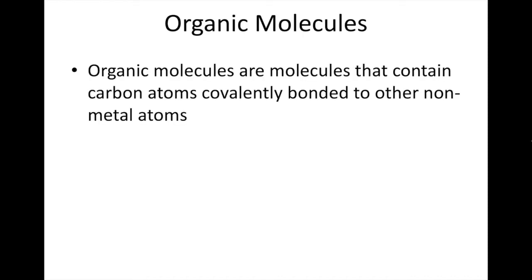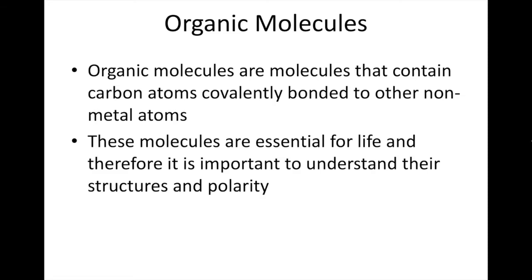In this video, we're going to look at how to draw the electron dot structures for organic molecules. So organic molecules are molecules that contain carbon atoms, and those are covalently bonded to other non-metal atoms. Organic molecules are very important. They're essential for life, and therefore we want to be sure we can understand their dot structures, shapes, and polarity.